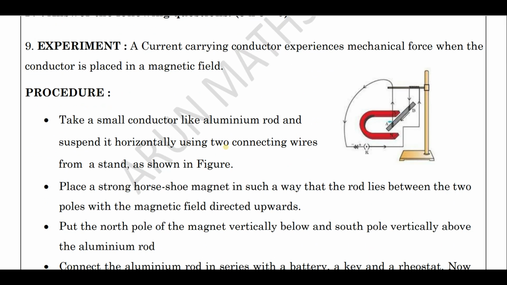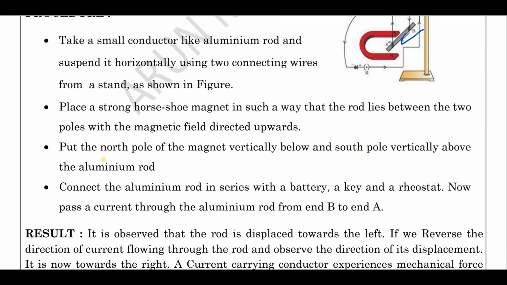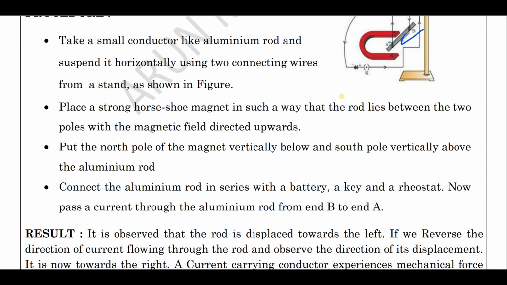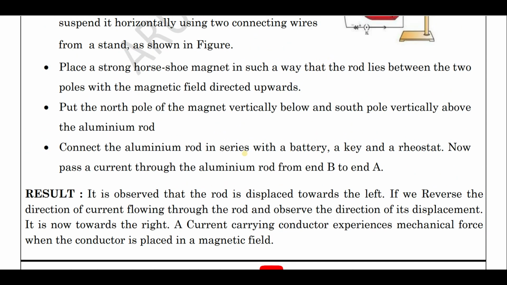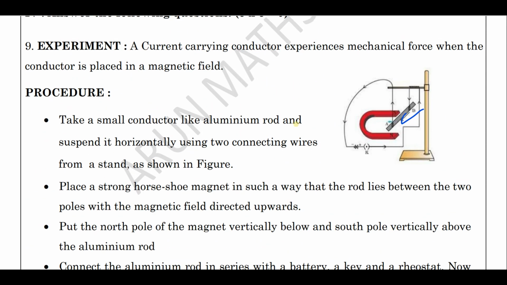Take a small conductor like an aluminum rod and suspend it horizontally using 2 connecting wires from a stand. Place a strong horseshoe magnet in such a way that the rod lies between the 2 poles with the magnetic field directed upward. Put the north pole of the magnet vertically below, and the south pole vertically above the aluminum rod. Connect the aluminum rod in series with the battery, rheostat and key. Now pass the current through the aluminum rod from end B to A. Now you can observe that the aluminum rod is displaced toward the left because the current carrying conductor experiences a mechanical force when it is placed in a magnetic field. That is the conclusion.